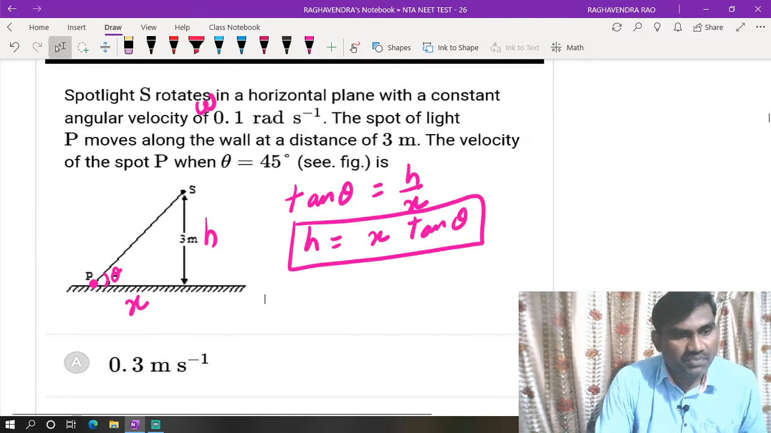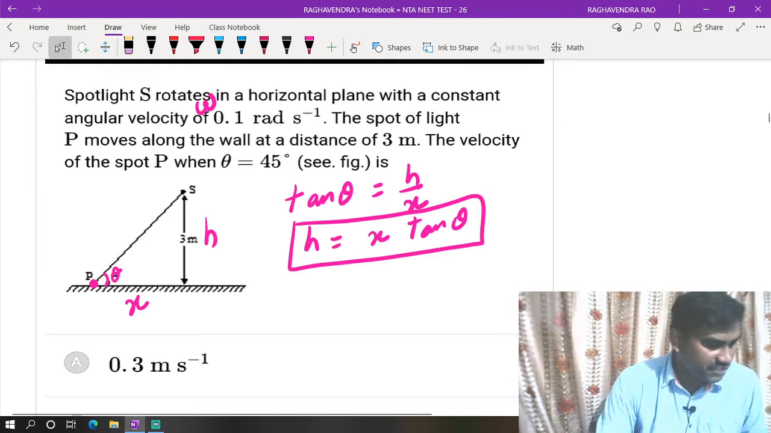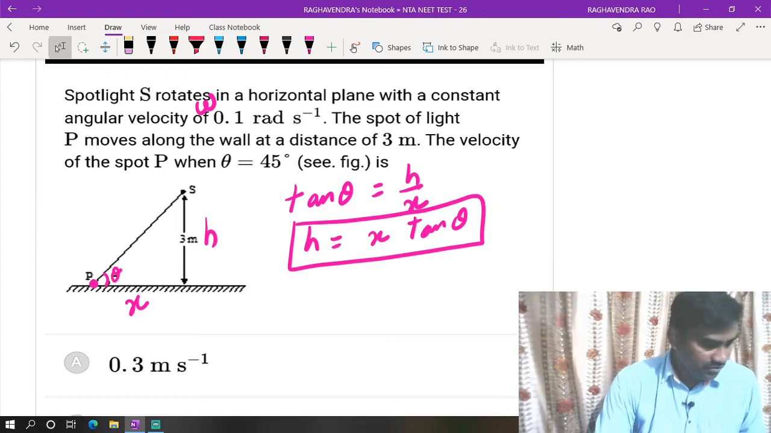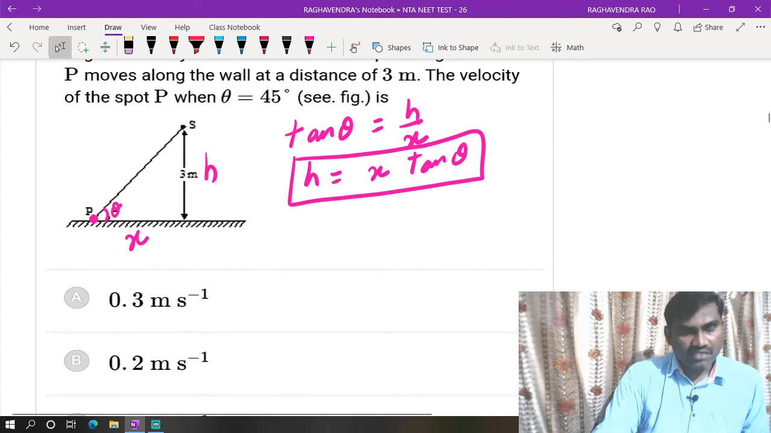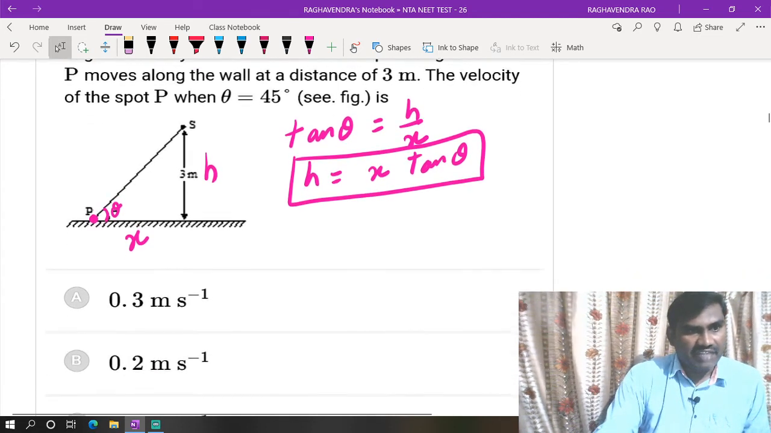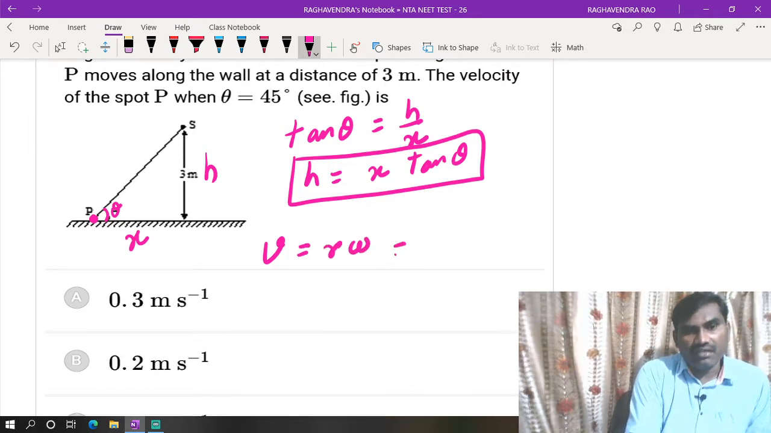Now the velocity of this spot at a distance of 3 meter and an angle of 45 degree. Now here h is equal to r theta. So as they are asking the velocity of this spot, as it is moving in a circular motion, we can take v is equal to r omega, where r is equal to h tan theta.